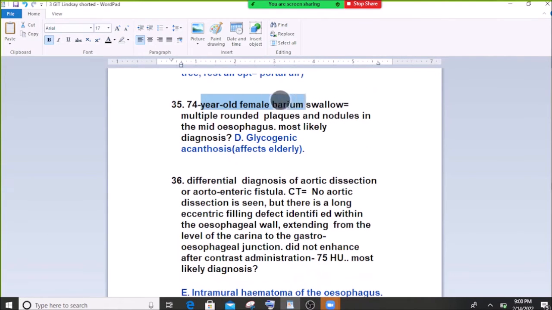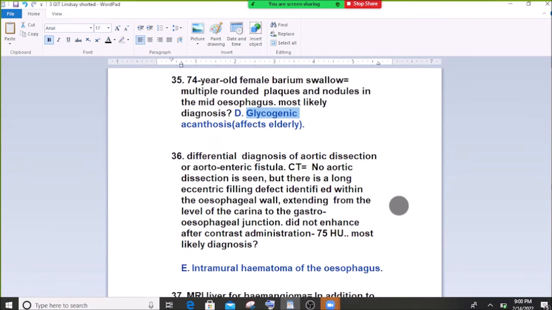Question 35. A 40-year-old female. Barium swallow shows multiple rounded plaques and nodules in the middle esophagus. Most likely diagnosis: glycogenic acanthosis. This disease affects the elderly and is seen as multiple round plaques and nodules in the middle esophagus. The diagnosis is glycogenic acanthosis.